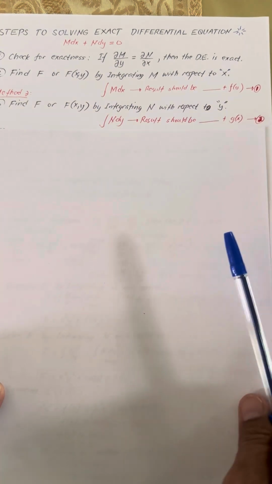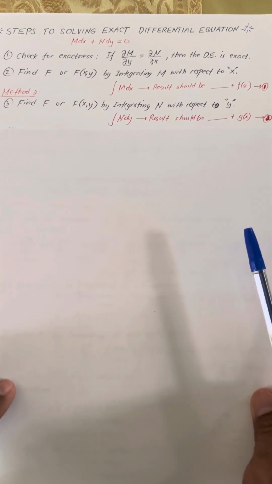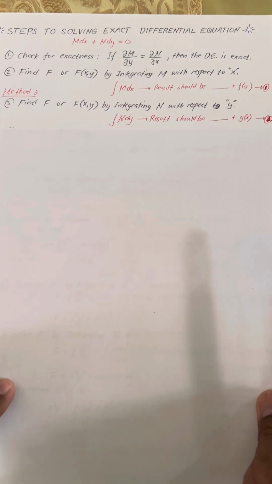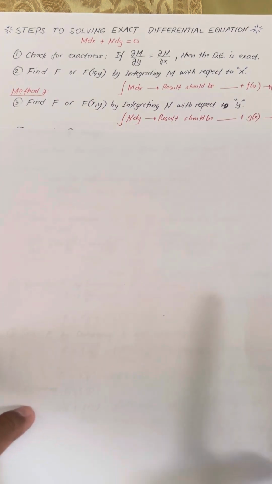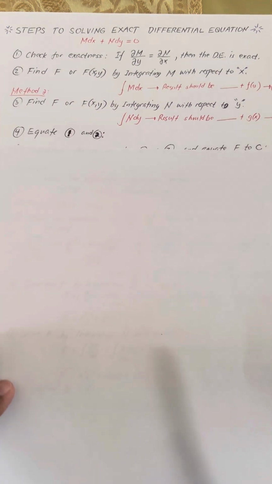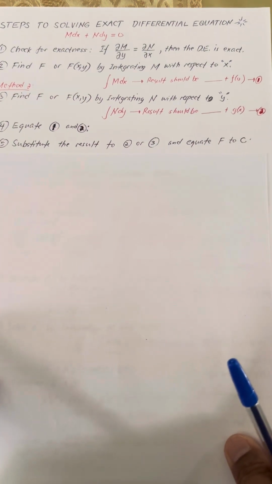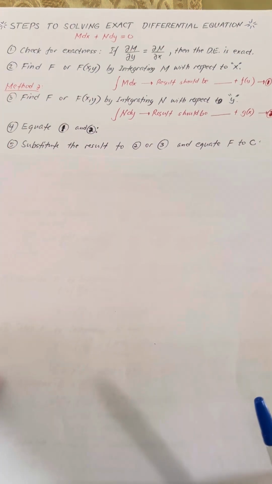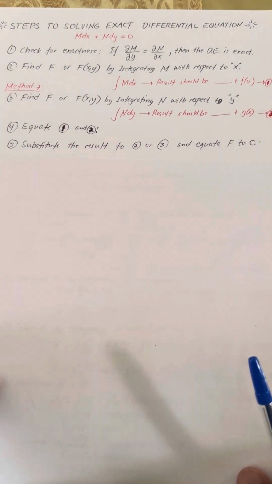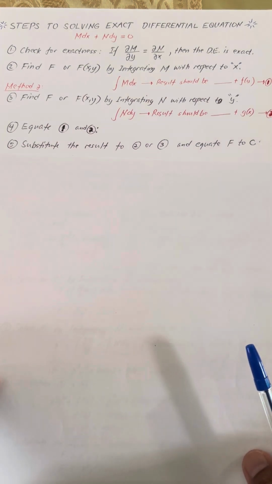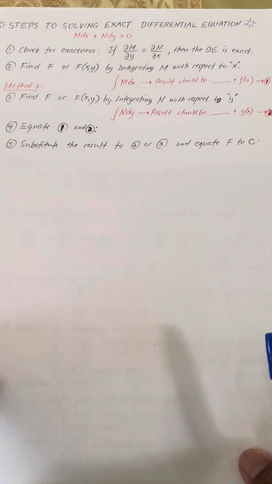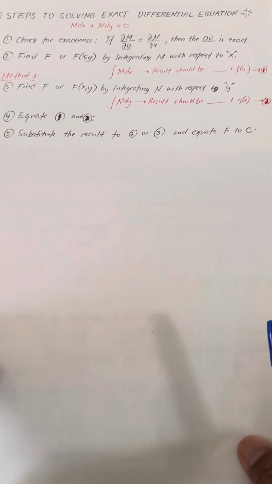Then the next step, step number 4, we have to equate the two equations 1 and 2. So we equate them. Okay, so equating equation 1 and 2, then what will happen? So the result after step number 4, you have to substitute that in either equation 2 or equation 3 and equate f to c, or set f equal to c.